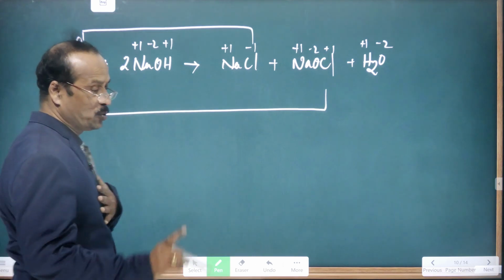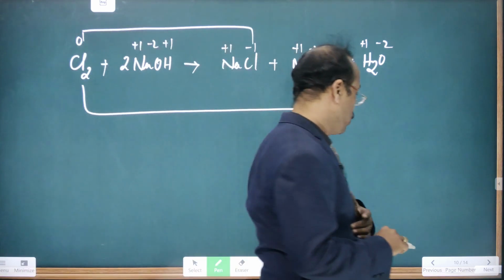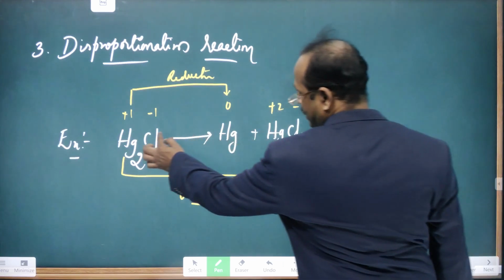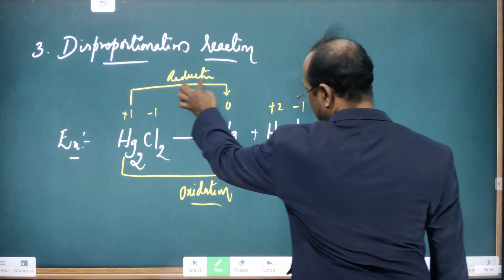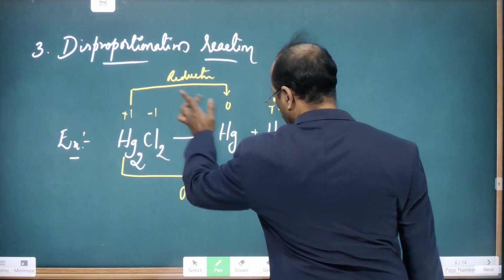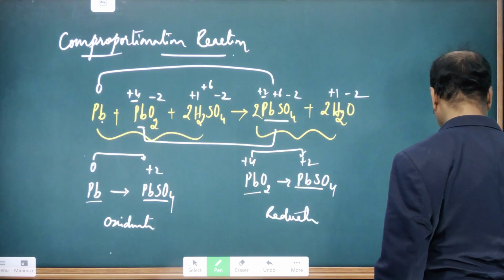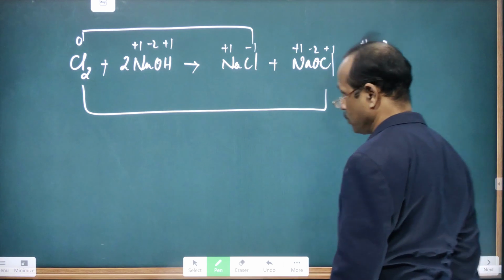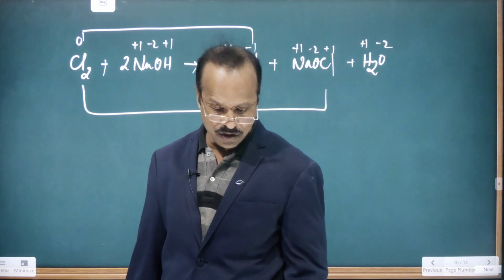So on the reactant side there is only one element which is undergoing both oxidation and reduction. One element only is undergoing both oxidation and reduction. So what type of reaction is this? Disproportionation reaction. So students, the answer is 3.